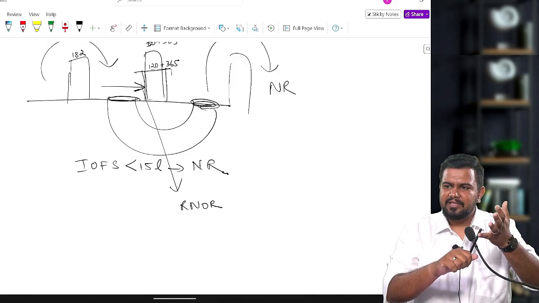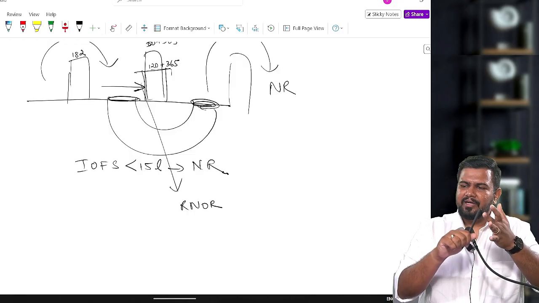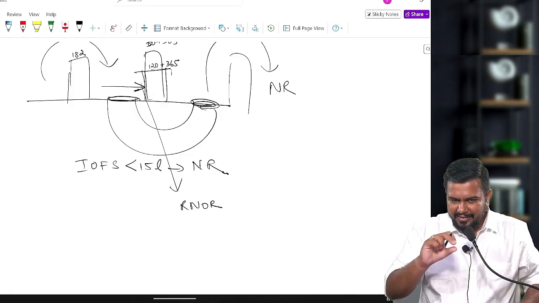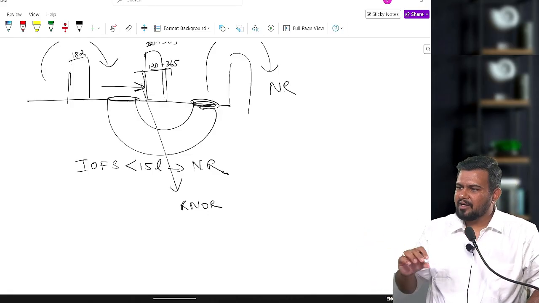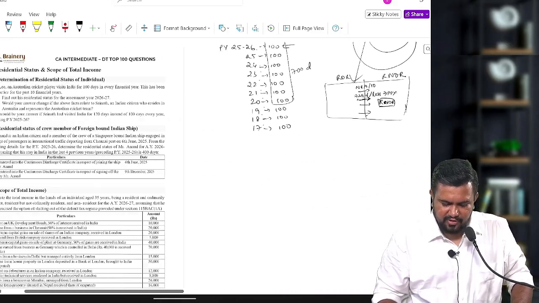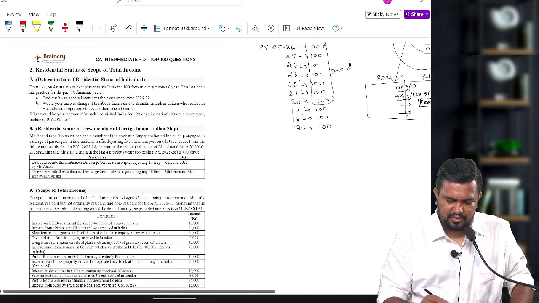What are the basic conditions? What are the additional conditions? What are the conditions to become RNOR? What are the exceptions? Everything you have to write. Then you have to write the analysis. Then you have to write the conclusion. Just for writing the answer, you will not get the marks. So how do you have to write?